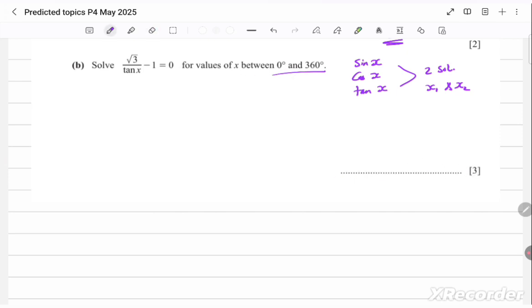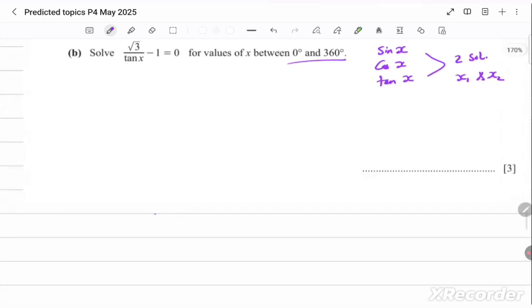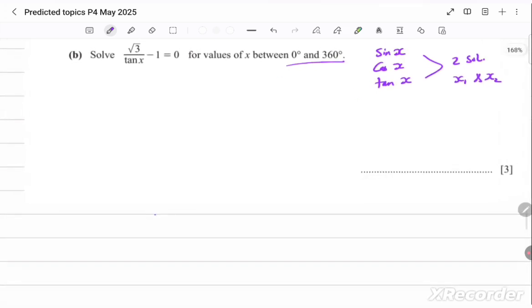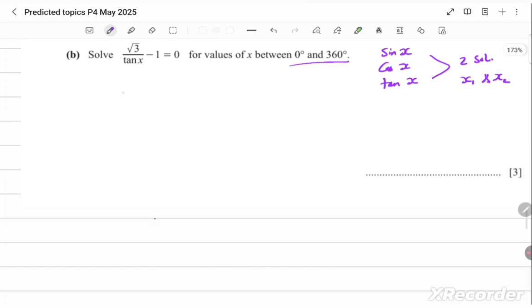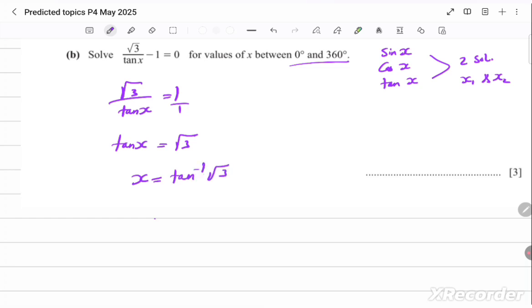So the first solution is by calculator, if it's not an exact value. The second one is by graph or by a formula. I'm going to inform you about this. So the square root of 3 over tan x equals 1. If you make cross multiplication, tan x equals the square root of 3. So x equals tan inverse of the square root of 3. So what's tan inverse of the square root of 3? This is an exact value you should know, which is 60 degrees.